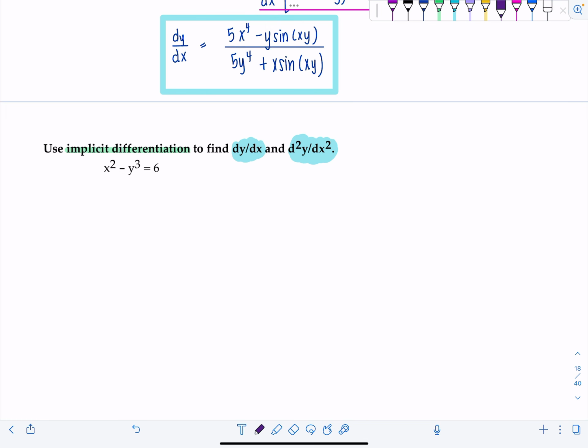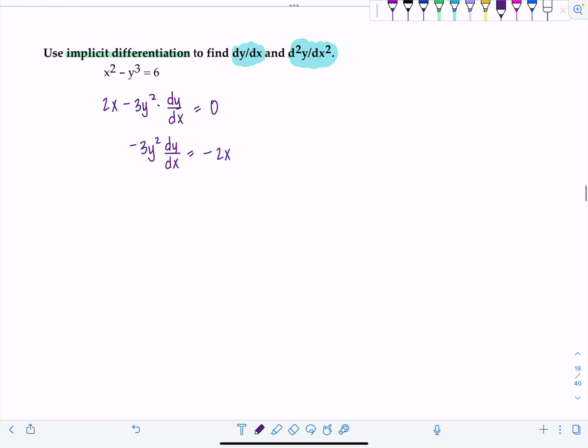Okay, derivative of x squared, 2x. Derivative of negative y cubed, negative 3y squared times dy/dx. Good. Derivative of 6, my favorite, 0. Okay, in this case, it's a lot easier to solve for dy/dx. We just have negative 3y squared dy/dx equals negative 2x. And then I'll divide both sides by negative 3y squared. So we have dy/dx equals positive 2x over 3y squared.